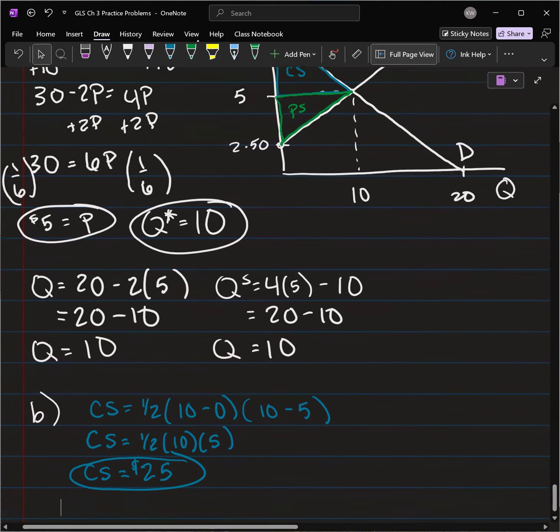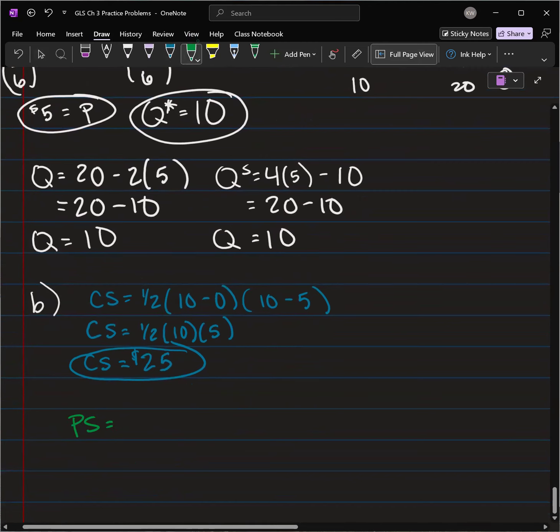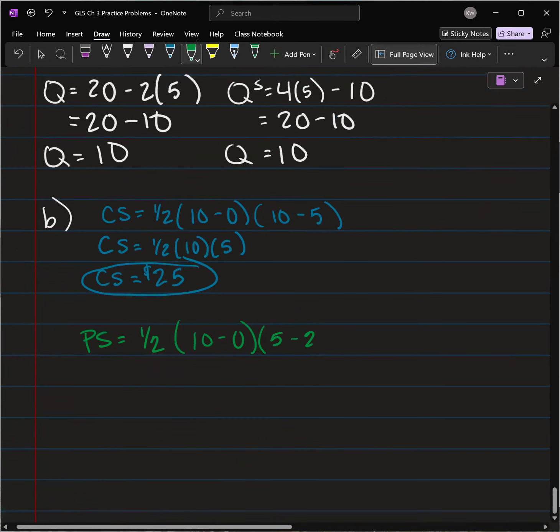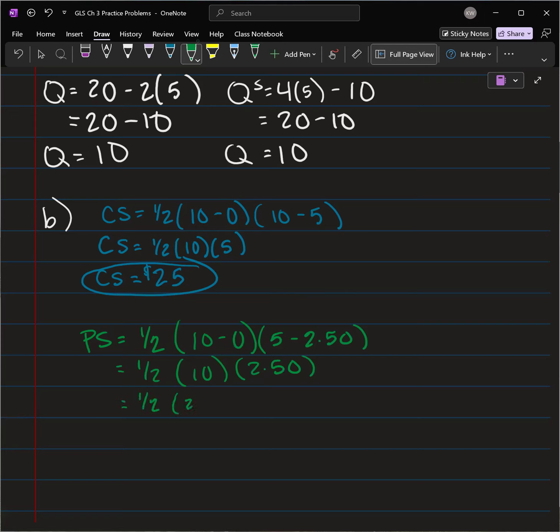Producer surplus is similarly a triangle. So we use that area of a triangle formula. So producer surplus is 1/2 times our base, which is the number of pints of ice cream sold, which is 10 minus 0, times our height, which is the difference between the equilibrium price of 5 and the supply choke price of $2.50. So we get 1/2 times 10 times $2.50. 10 times 2.5 is going to give us 25. So we have 1/2 times 25. 1/2 of 25 is going to get us 12.5. And so our producer surplus is $12.50.